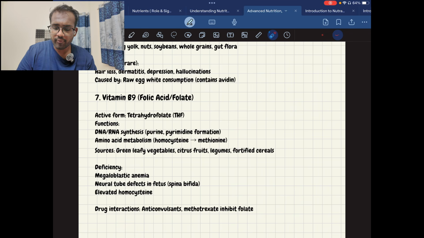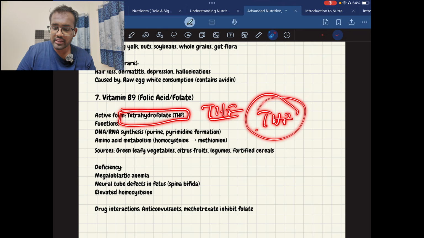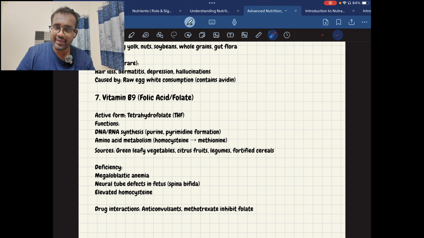And always remember the coenzyme, or active form, of vitamin B9. It is called tetrahydrofolate, THF. They will ask the question, what is THF? Always remember this word. In some cases they won't ask the full name, they will ask only THF. Always remember THF is tetrahydrofolate. For this you need to practice a lot. Then only you will get the question and answer it properly.